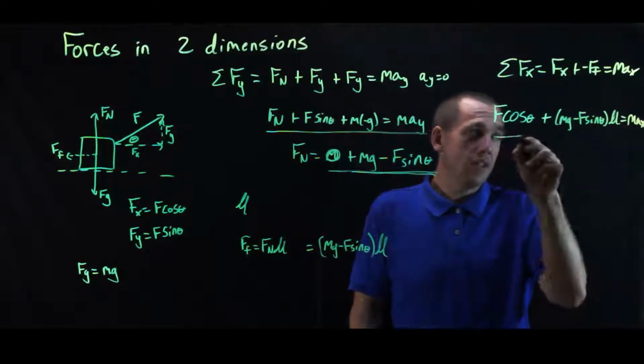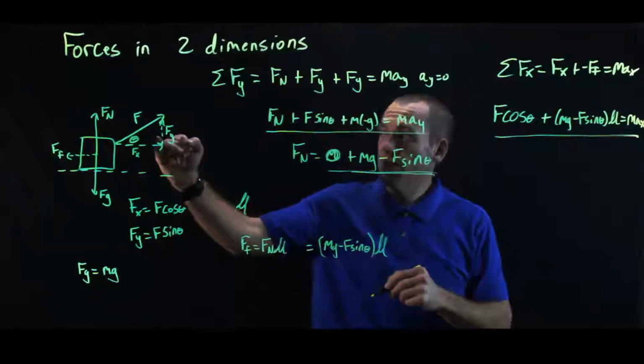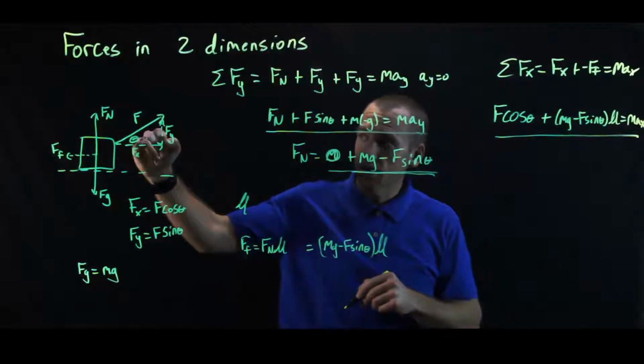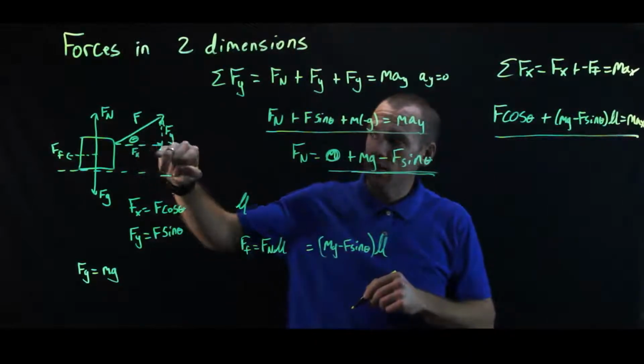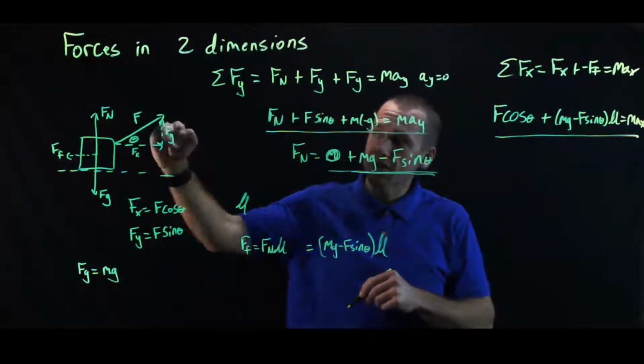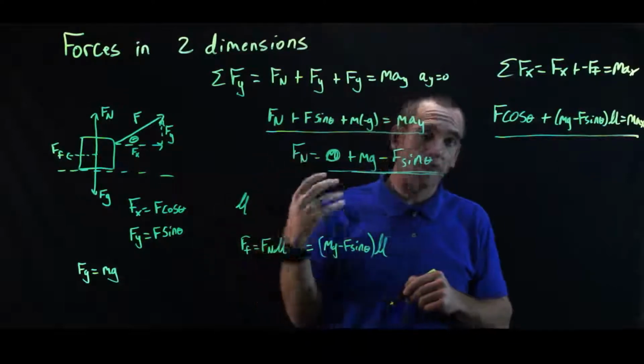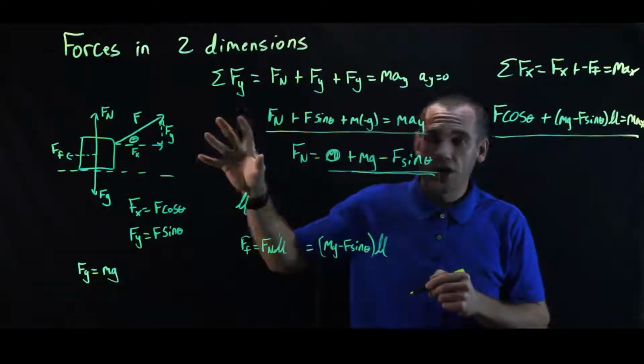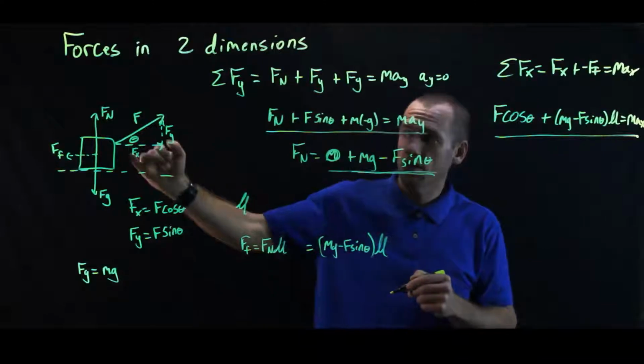And so we can see that pulling at this angle reduces the frictional force, but it also makes the force less effective in accelerating horizontally since some of that force is used vertically. So it does change a lot of the problem when this force is at an angle.